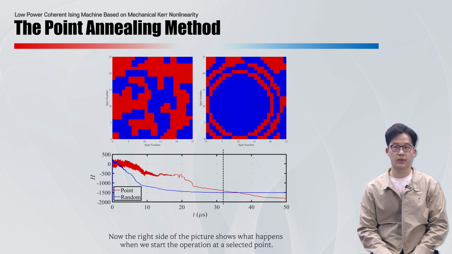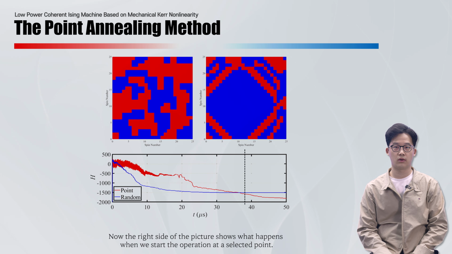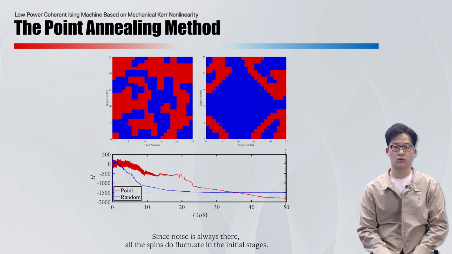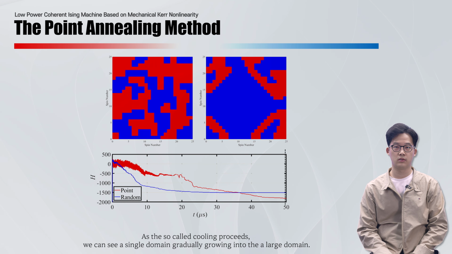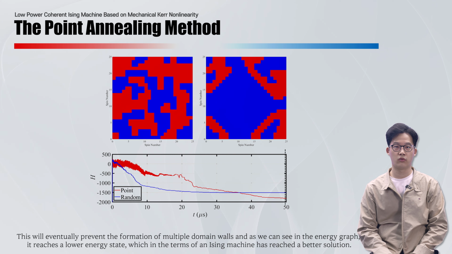Now, the right side of the picture shows what happens when we start the operation at a selected point. Since noise is always there, all these spins do fluctuate in the initial stages, and as the so-called cooling proceeds, we can see a single domain gradually growing into a large domain. This will eventually prevent the formation of multiple domain walls, and as we can see in the energy graph, it reaches a lower energy state, which in terms of an Ising machine has reached a better solution.